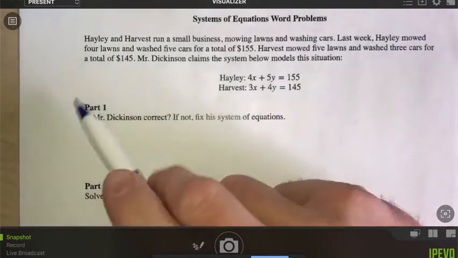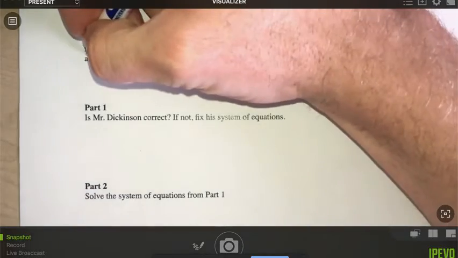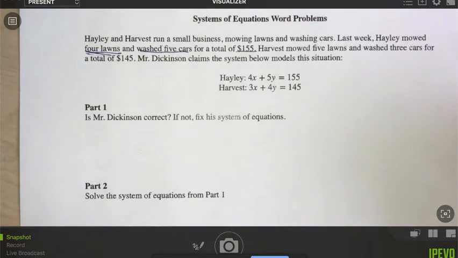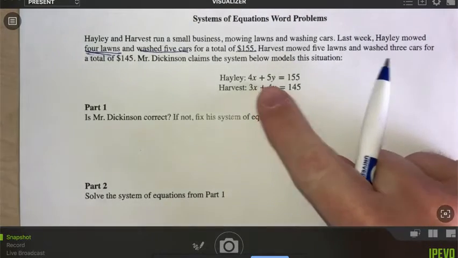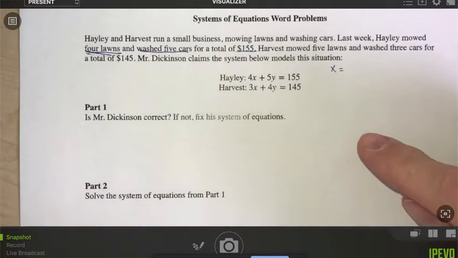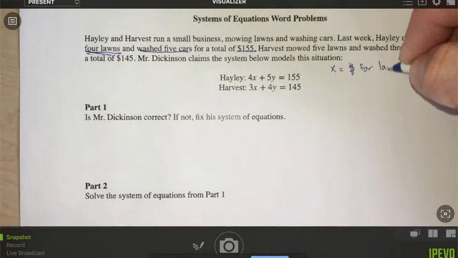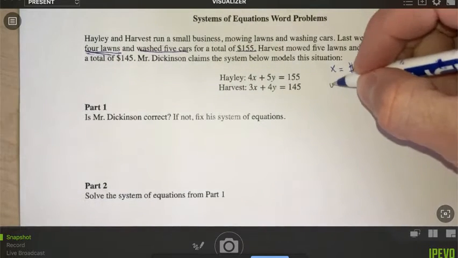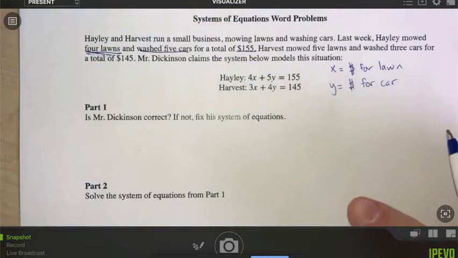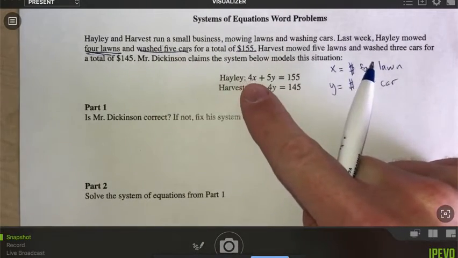So in this one, I'm telling you, Haley Harvest, they've got a small business. I'm telling you in this case that Haley mowed 4 lawns, washed 5 cars, and made $155. And so down here, I'm seeing equations, and I'm going to tell you that this problem is talking about cost. And so X is going to be the cost for a lawn, and Y is going to be the cost for washing a car.